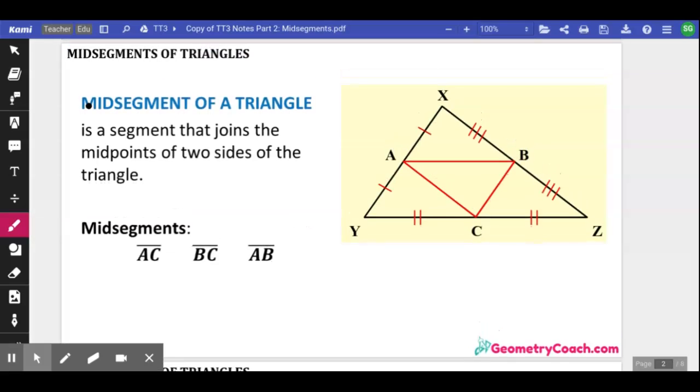So this is what a mid-segment is. It's a segment that joins the midpoints of two sides of a triangle. So, for example, A is a midpoint because you can see by these two tick marks that it is right in the middle. B is a midpoint because of these two tick marks. So segment AB is called a mid-segment because it connects two midpoints. Same thing for AC and the same thing for BC. So if you rotate it around, you can see the three mid-segments: AC, BC, and AB.